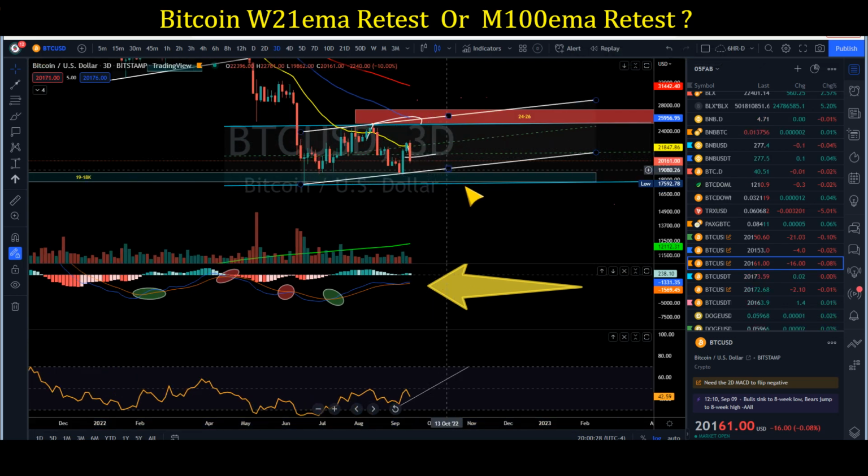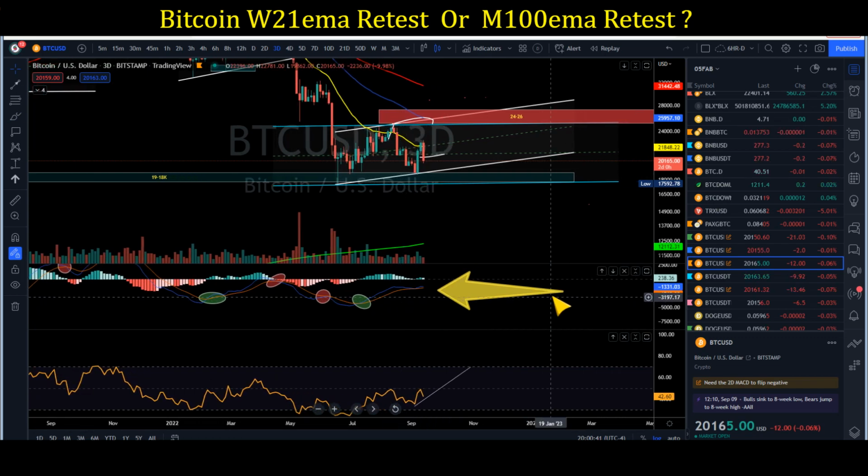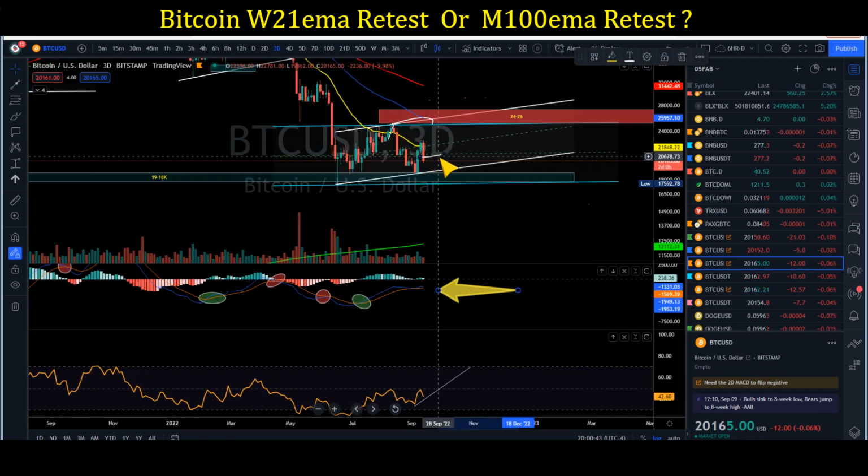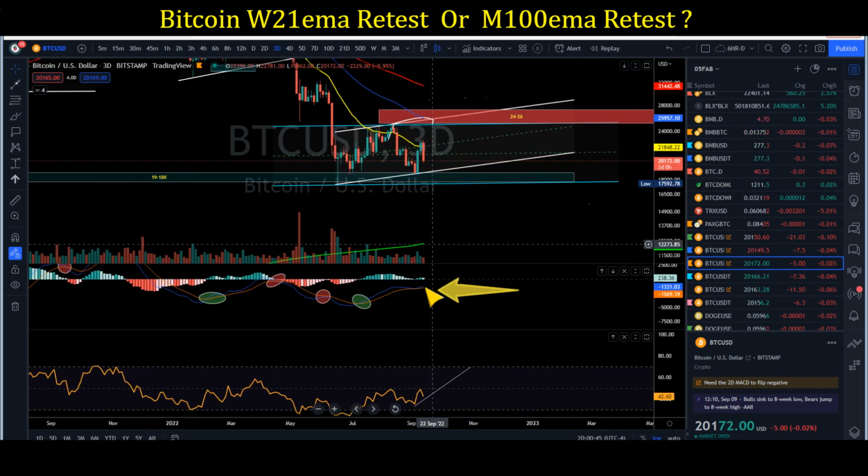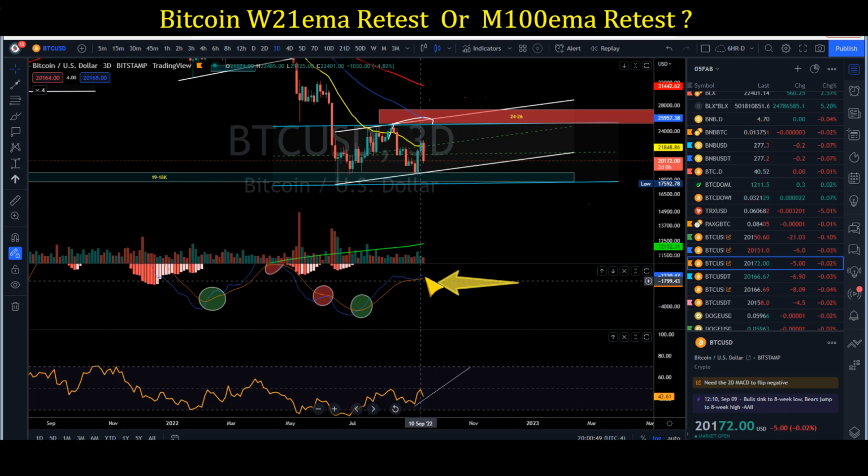However, I'm not expecting the 3D 21ema to be a strong resistance, even though we just got rejected right here, because the MACD is still positive. The only way we could consider the 3D 21ema to be a strong resistance is if the MACD flips negative, because we still have a positive MACD.